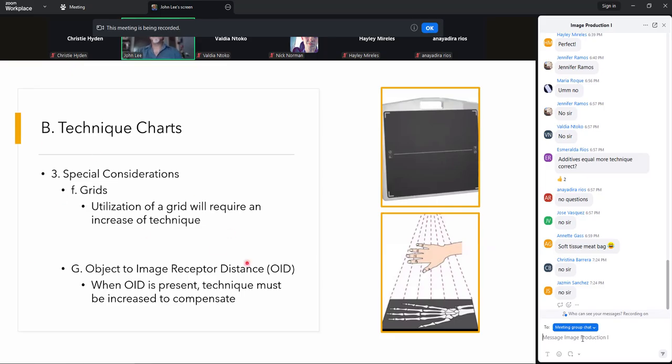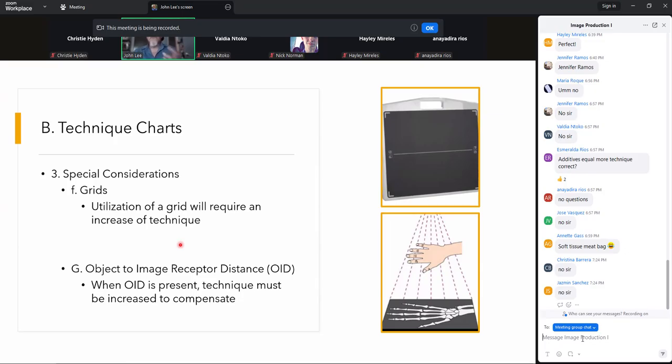Grids, we've got to increase our technique if we're going from a non-grid situation to a grid situation. If we're changing to a higher grid ratio, we're going to need an increase in our mass. There is a grid conversion formula for that. I hope you've seen that and you know the grid ratios and their conversion factors. If we have no grid, that has a factor of 1, not 0. Okay. So if we go from no grid to a 5-to-1 grid, which has a conversion factor of 2, we would simply double the mass.